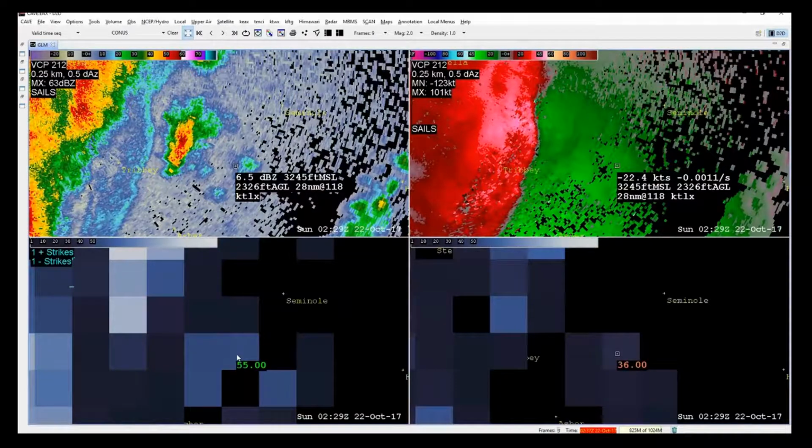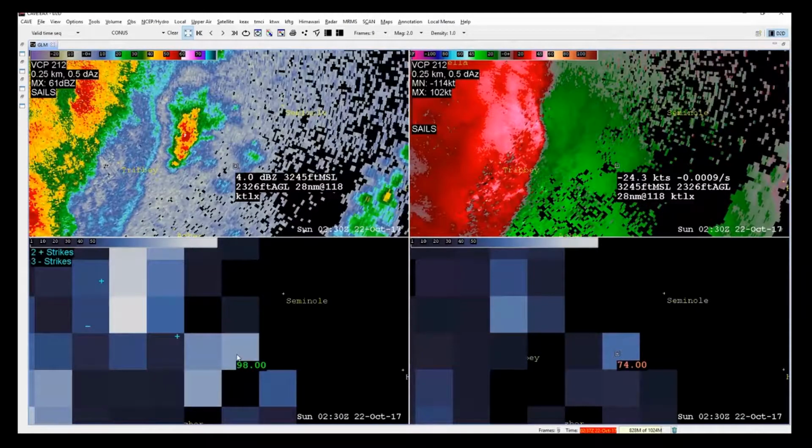And this is 1 minute. Thank you, Chad. This is 1 minute data, so this is updating every minute. So 36 to 74 change in 1 minute, basically. So you had a significant uptick in the number of groups detected with this updraft in just 1 minute.